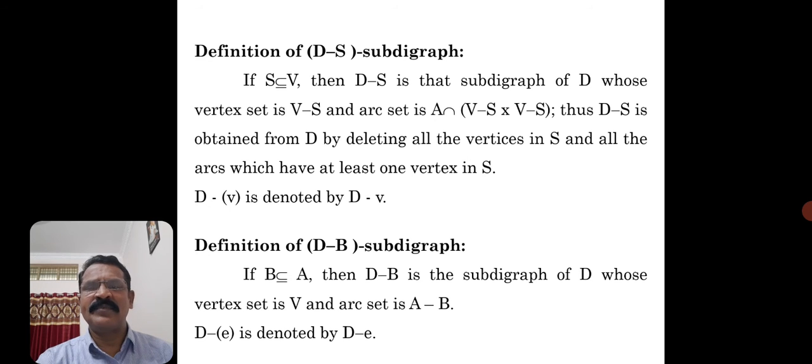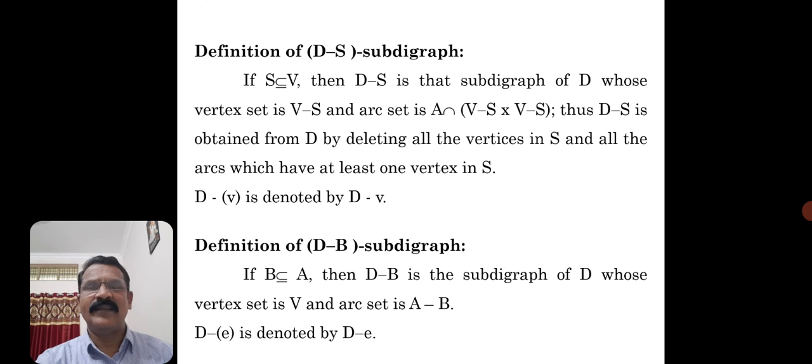Suppose S is a subset of the vertex set V, subset or equal to the vertex set. Every set is a subset of itself. S is a subset or equal to V. Then D minus S, that is the digraph D minus S, is the subdigraph of D whose vertex set is V minus S. It implies from the vertices of the digraph D, you have to delete the elements of S. So that will be the vertex set of D minus S.